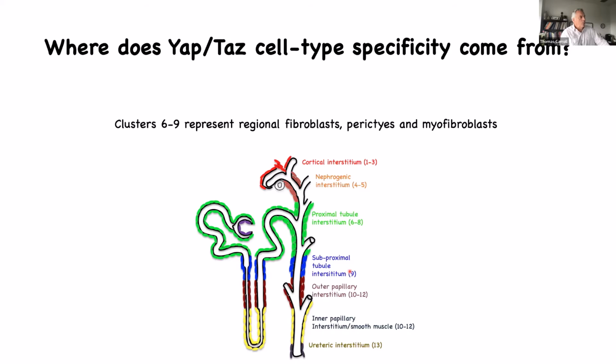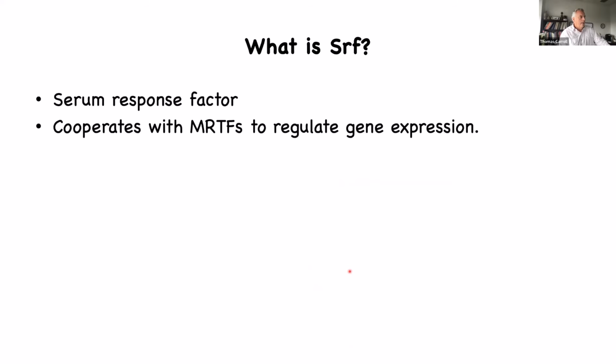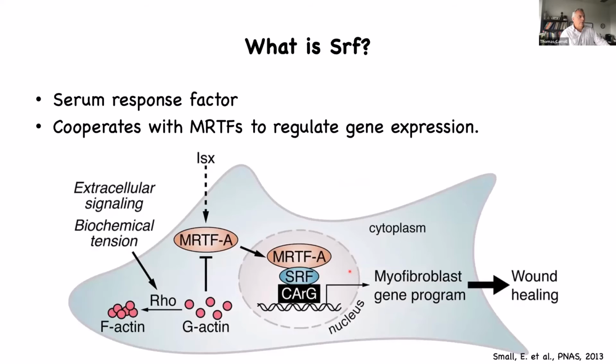So we next asked where the specificity for YAP and TAZ comes from. And I'm going to whiz through this real quickly because I see that I'm pretty much out of time. But we found in one of the populations, population 9, that myofibroblast population, that all of the YAP/TAZ target genes, or most of them, had consensus sites for SRF right next to them. And SRF is known as serum response factor. It's very similar to YAP and TAZ.